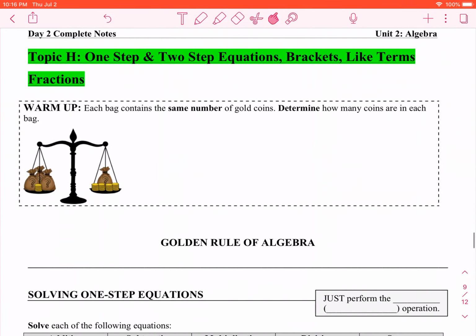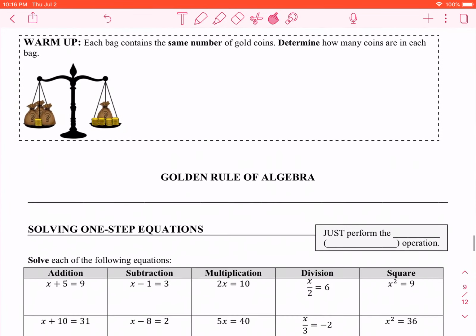So, something that you might recall from when you initially took this, with algebra, there is this idea of always performing the opposite. I'll write it on this side. So the opposite in operation, which is also known as the inverse operation.